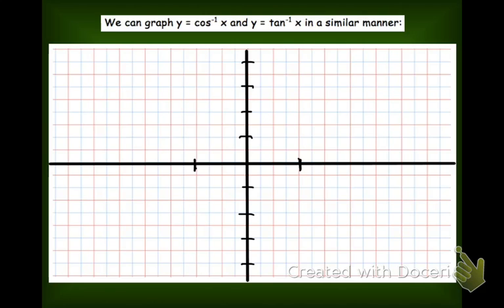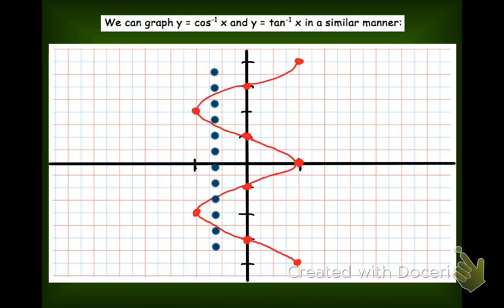And we know that cosine starts at 1, goes to 0, down to negative 1, back to 0, and back up to 1. And does the same pattern in the negatives. So our cosine graph should look something like this. And again, if we drew that vertical line, you'd hit 4 times, and you could do it on either side. So again, this is not a function.